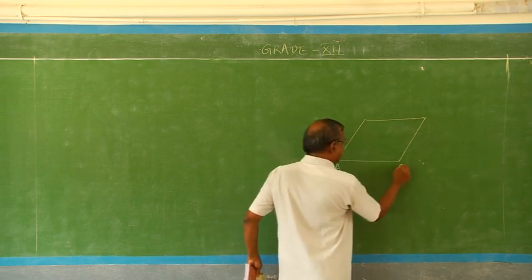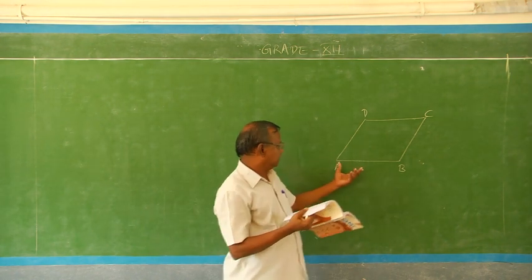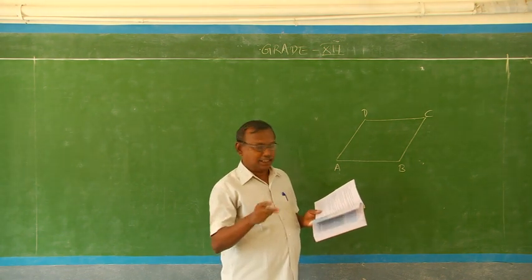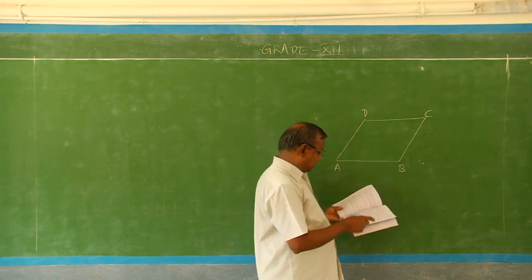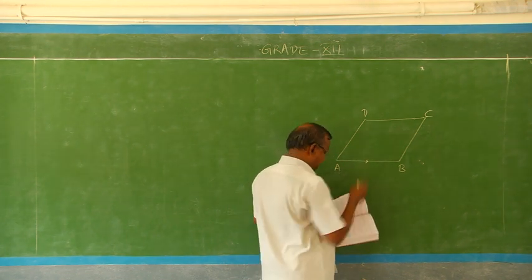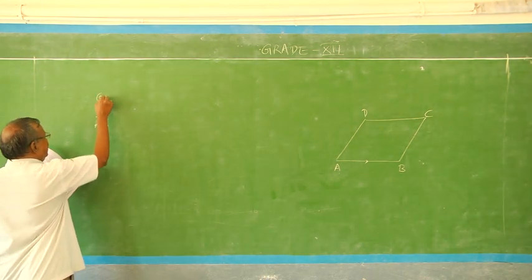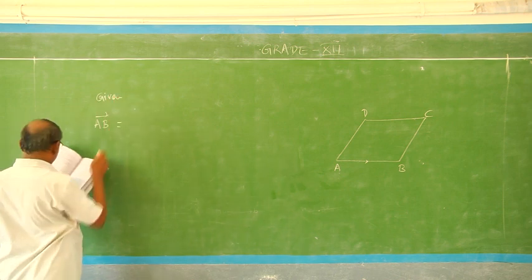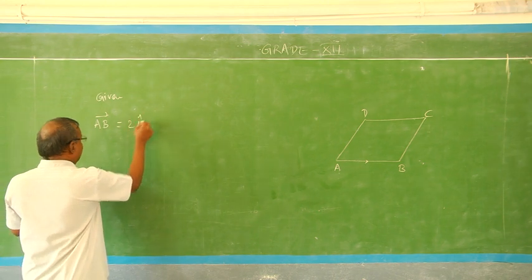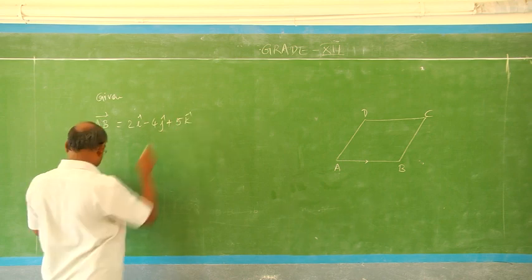Let us draw a parallelogram. Let it be ABCD. Let us take the first vector as AB vector. The sides given are adjacent sides, so we have to take a vector for each side. That is AB vector, the first vector. Now AB vector is equal to 2i cap minus 4j cap plus 5k cap.